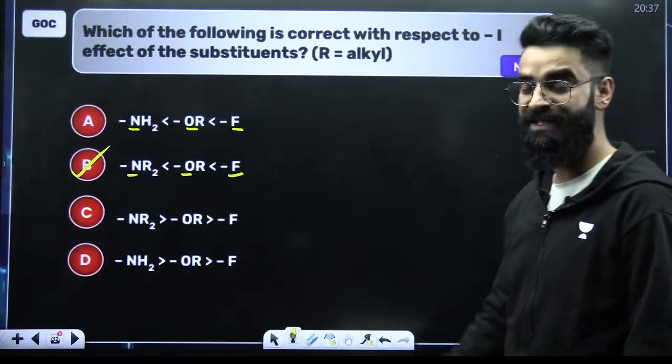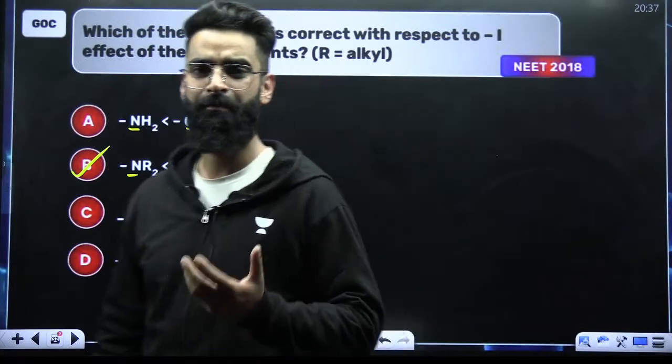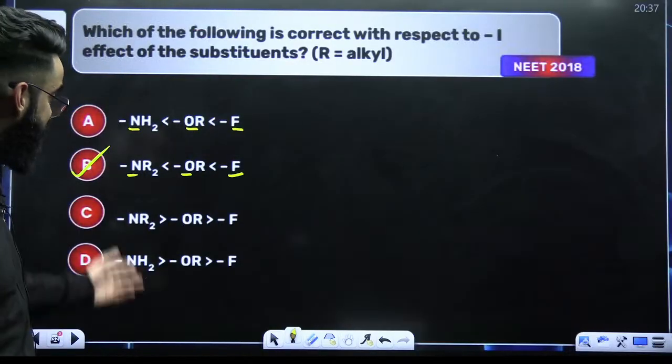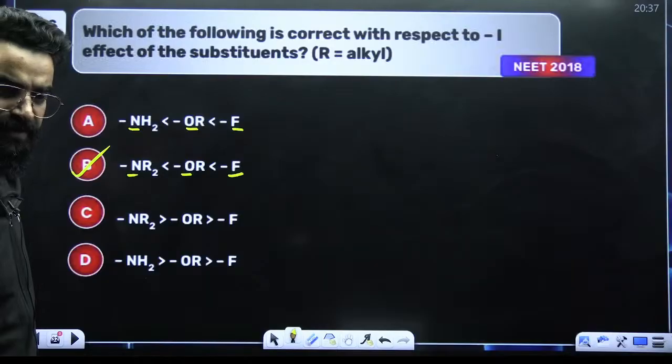You are supposed to arrange them as per their minus I power. Minus I means withdrawing power. More electronegative will be more withdrawing in these cases. Perfect.